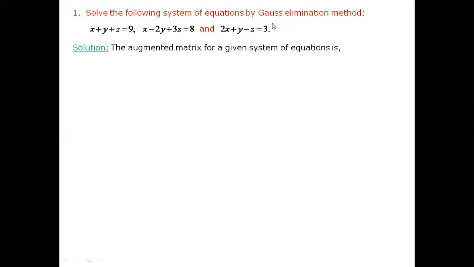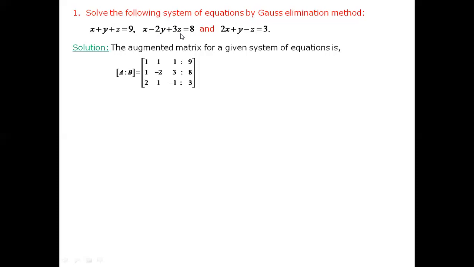The first step of your working rule says we have to write an augmented matrix for a given system. So the augmented matrix for the given system of equations is A colon B equals the coefficient matrix A. See, it is a matrix of coefficients. In the first equation, the coefficients of the variables x, y, z are 1, 1, 1, and the right hand side constant was 9. So I can write the first row like this: 1, 1, 1, colon 9.